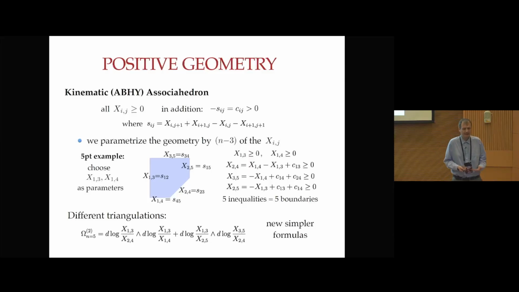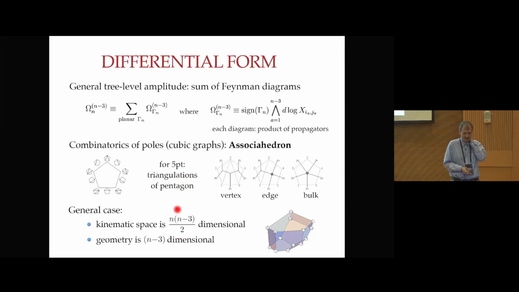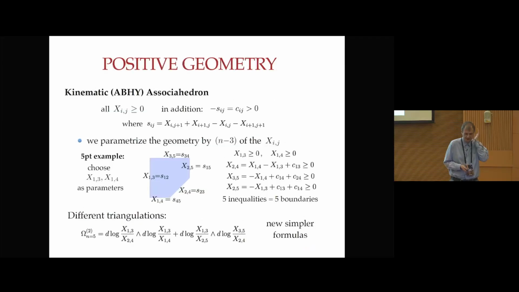And now we parameterize the geometry using n-3 of these variables xij. There are many more of these xij's. As I said, there is this number of them, all n choose 2 minus the adjacent, which are 0 for the labels. So for the 5-point example, we can choose 2 of them, let's say x13 and x14 as parameters. And from this definition of the space, we rewrite these inequalities as inequalities on these x13 and x14 variables.